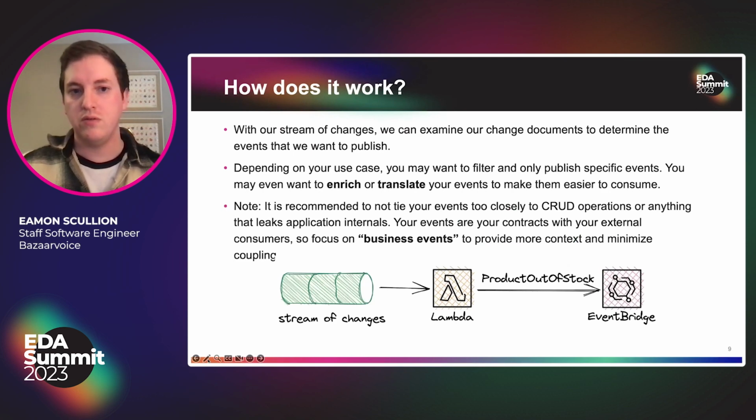With our stream of changes, we can examine our change documents to determine the events that we want to publish. Depending on your use case, you may want to further filter these events and only publish specific events. You may even want to enrich them or translate your events to make them easier to consume. Note, it is recommended to not tie your events too closely to CRUD operations or anything that leaks application internals. Your events are your contracts with your external consumers, so focus on business events to provide more context and minimize coupling.